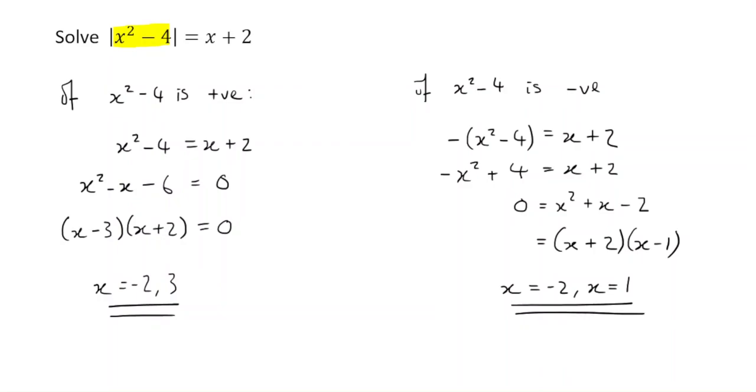So in this particular case, even though it's more complicated because we have quadratics, actually the core issue is still the same. We've got two potential outcomes depending upon whether or not the value inside the modulus is positive or negative. If it's positive, then x squared minus 4 remains unchanged. But if the value is negative, then x squared minus 4 is multiplied by negative 1 to turn it into a positive.